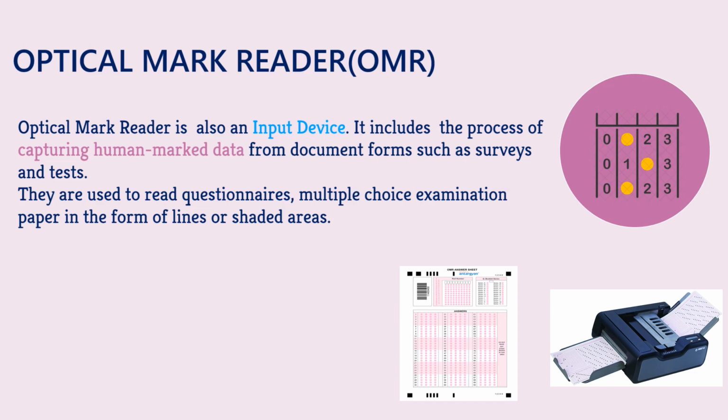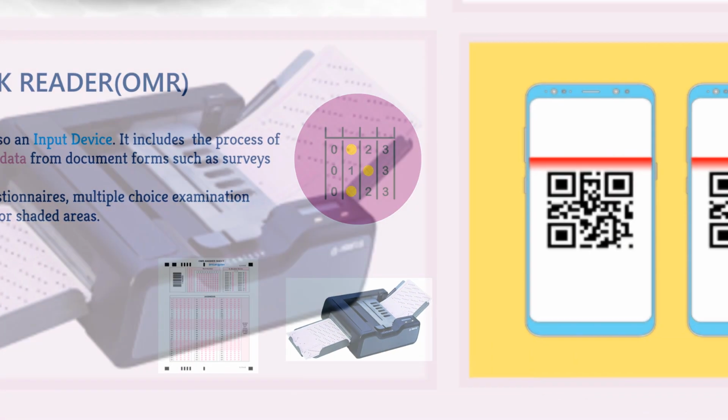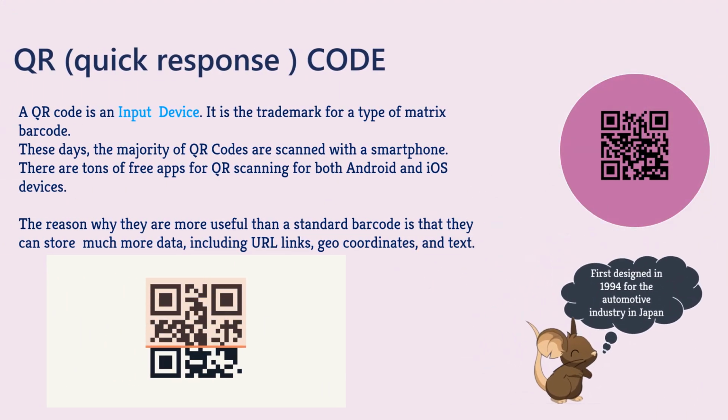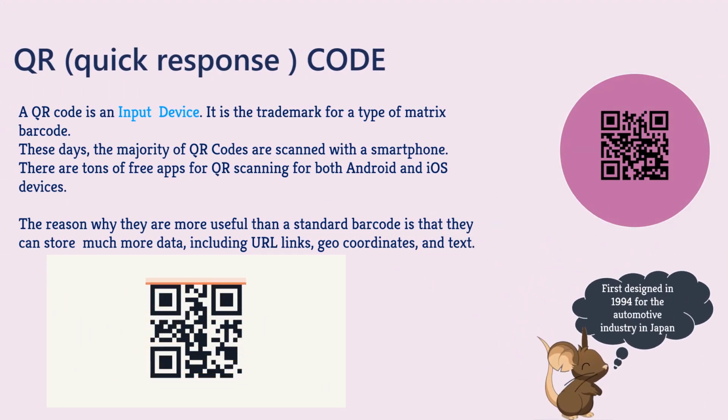Next is the QR code. This is again another new technology input device. In this kind of input device, we do not have to type or point or move even a finger. We just have to scan this QR code. This QR code actually contains a lot of information. It is a type of matrix.